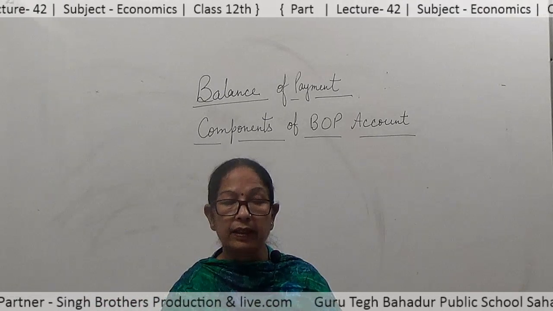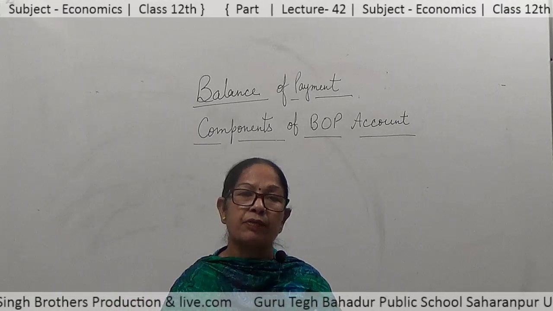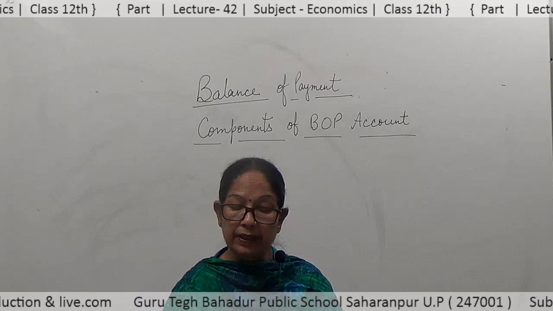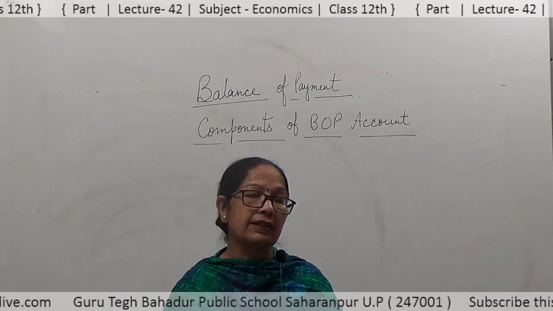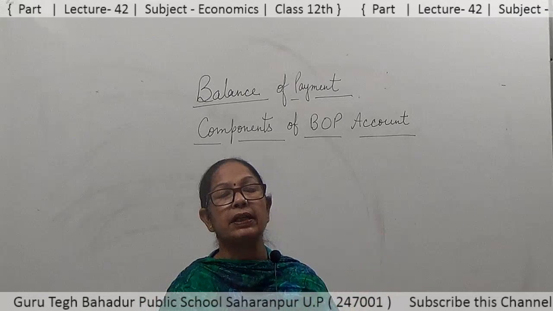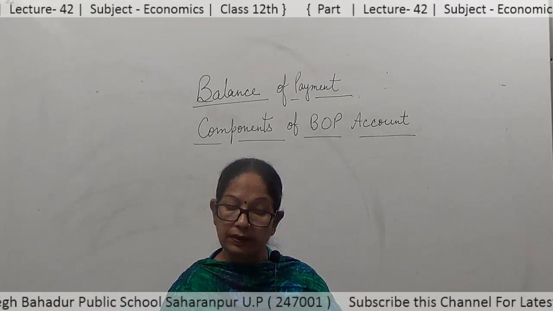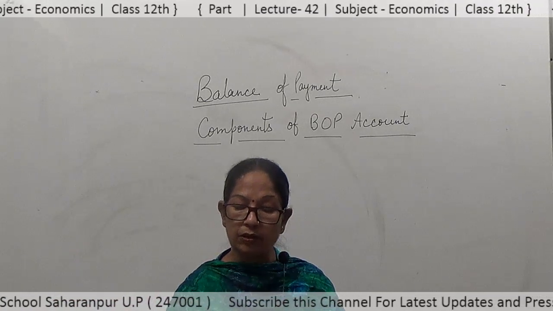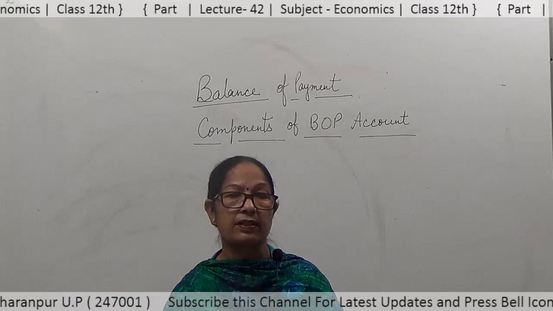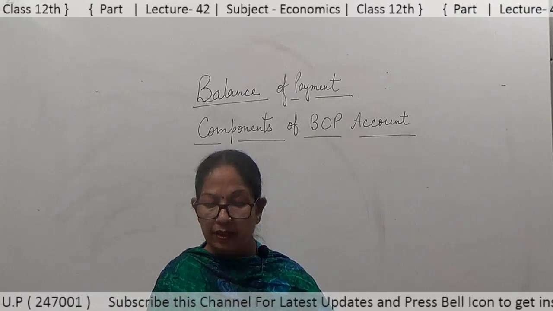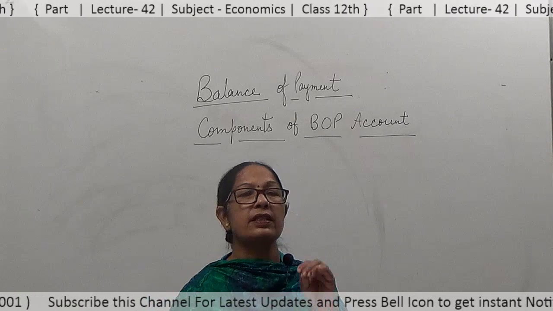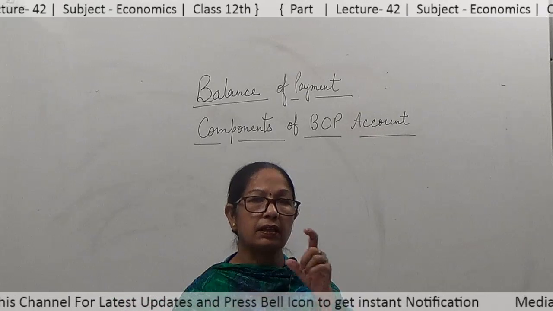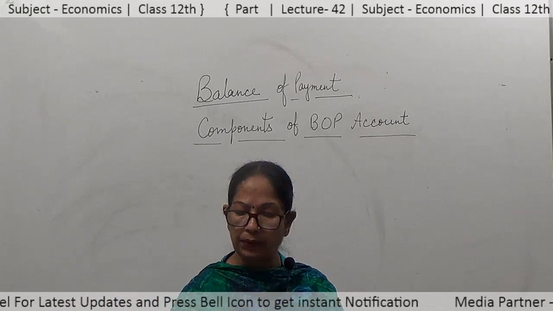Examples of this head are gifts received by residents from foreigners, remittances sent by emigrants. Emigrants means Indians who are living in other countries, in Gulf countries, and they are sending money to their families here. It is called remittance. Investment income in the form of interest, dividend from ownership of foreign financial assets is also included. So merchandise, services and unilateral transfers, these combined make the current account of BOP.